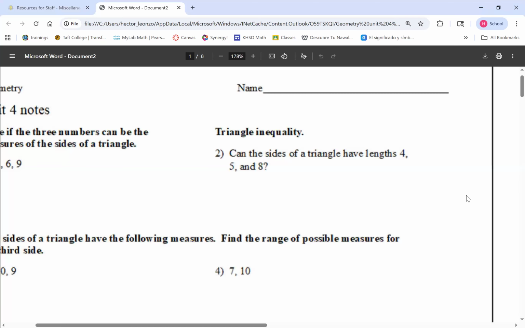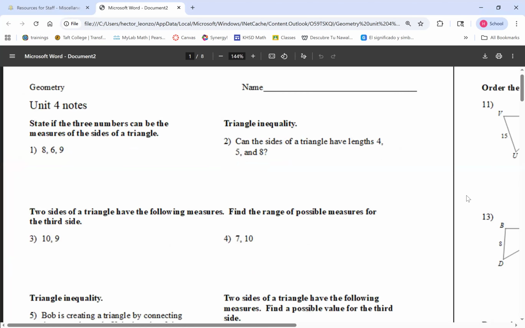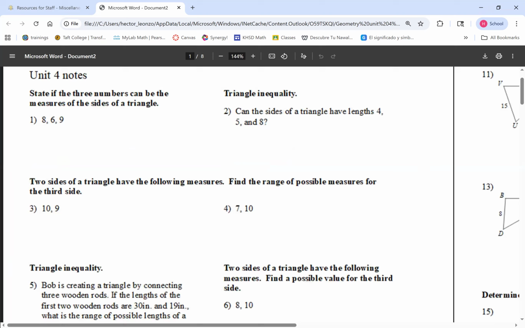Let's start with Unit 4. We're looking at our question here: state if the three numbers can be the measures of the sides of a triangle. By the way, today I'm going to be working questions 1 through 6. But let's take a look at something really quick. I want to show you guys something.